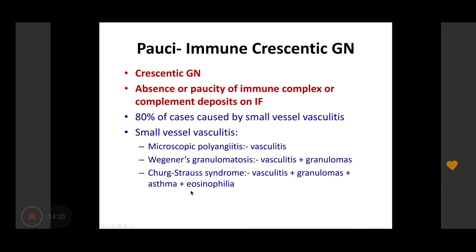Depending upon the clinical presentation, the vasculitis is divided into three groups. It is called microscopic polyangiitis when it presents as vasculitis alone, Wegener's granulomatosis when it presents as vasculitis and granulomas, and Churg-Strauss syndrome when it presents as vasculitis, granulomas, asthma, and eosinophilia. The morphological features on light microscopy of kidney biopsy in all the three conditions look similar. The differential diagnosis is revealed on other clinical features as well as on serology.